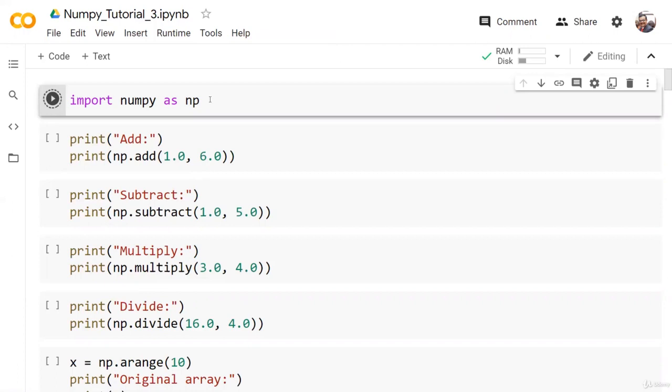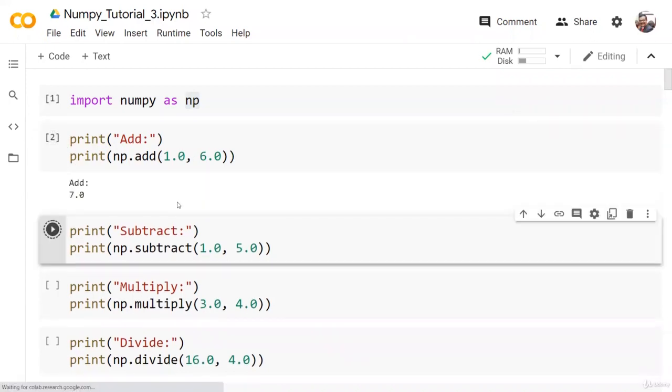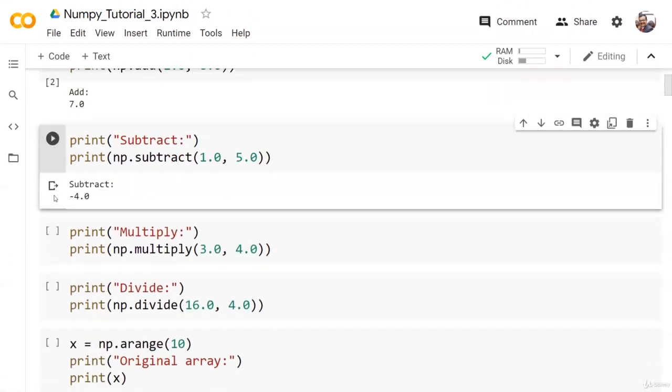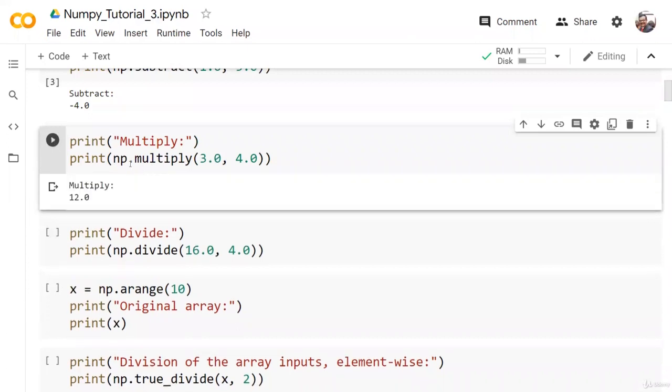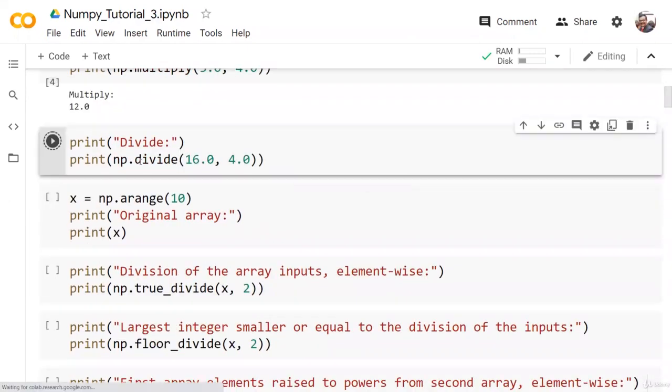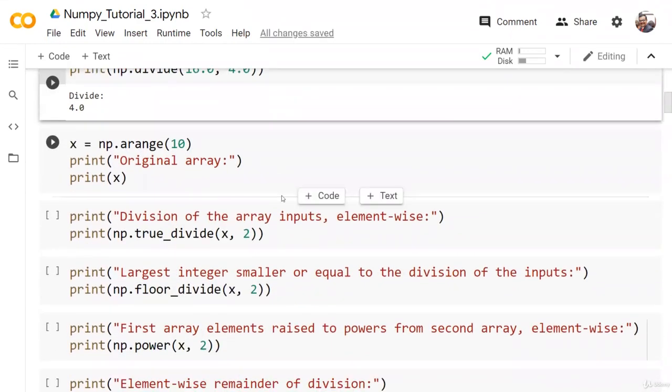First, I'm importing NumPy as np because I'm going to use NumPy again and again, so instead of writing numpy, I'm going to write np. The first operation I'm starting with is very simple: the addition of two numbers, the subtraction of two numbers, and the multiplication of two numbers. You can just write np.multiply, np.divide. These are the four simple arithmetic operations that are possible.